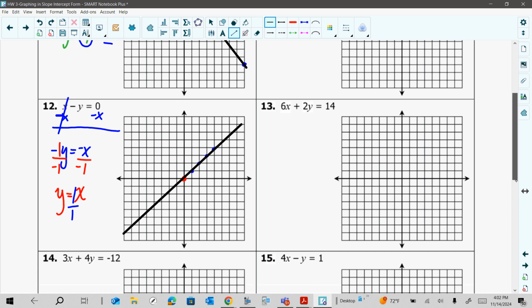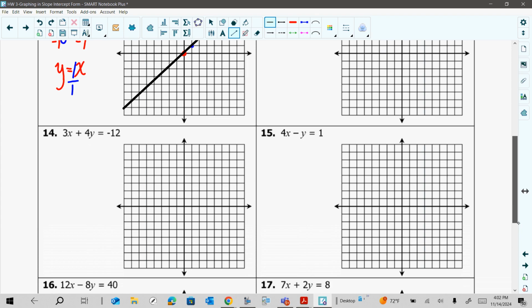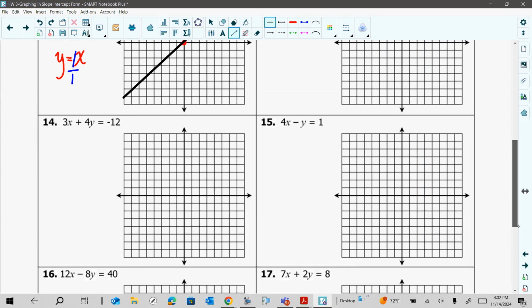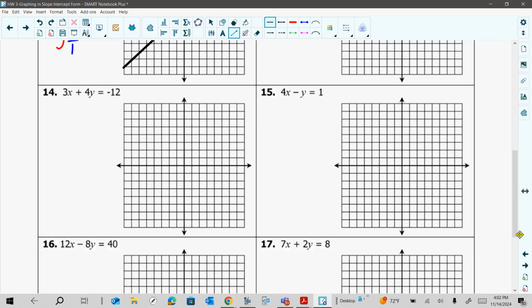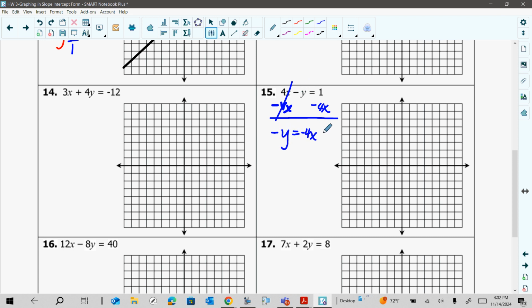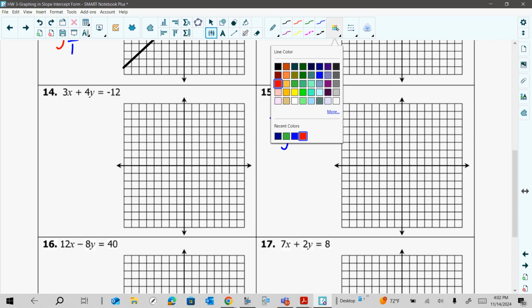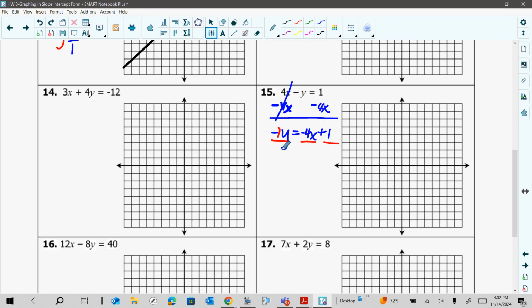So watch your signs, okay? Follow your steps, one thing at a time. Definitely watch your signs with your x terms and your y terms. For example, on number 15 here, if I first move the x, oops, that should be 4x minus 4x, minus 4x. This is now a negative y equals negative 4x plus 1. And just like before, there's an invisible 1 there, so we're dividing each term by a negative 1. So negative and negative makes that positive. So y equals 4x minus 1.